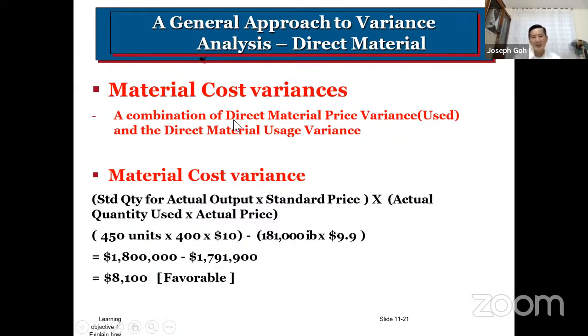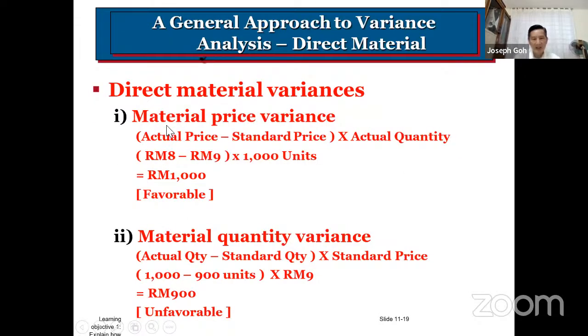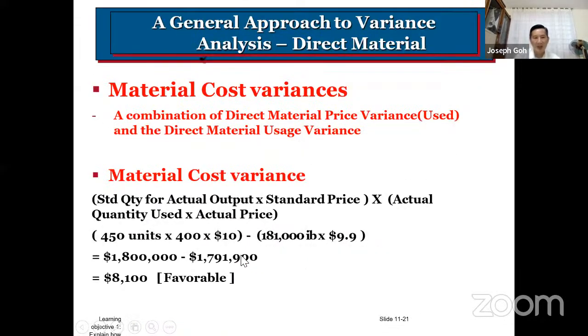So it's very easy. When you say material variance, it's actually the combination of the price plus the quantity. But the price is not the price of purchase. It's the price for the usage of the quantity of the raw material. It's not the price you purchase, but the price you use for the production. Then you will come up with the total material cost variance.